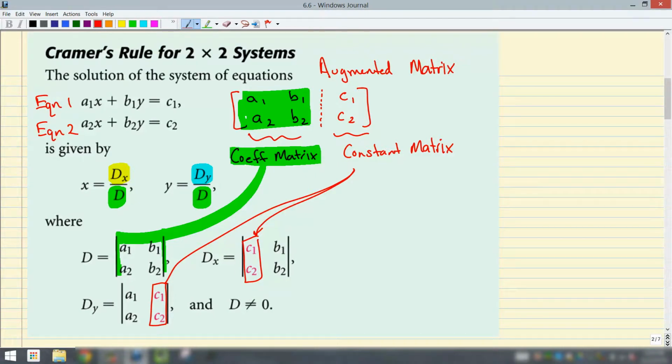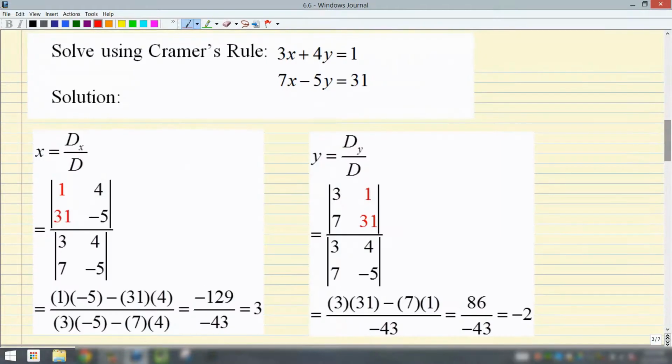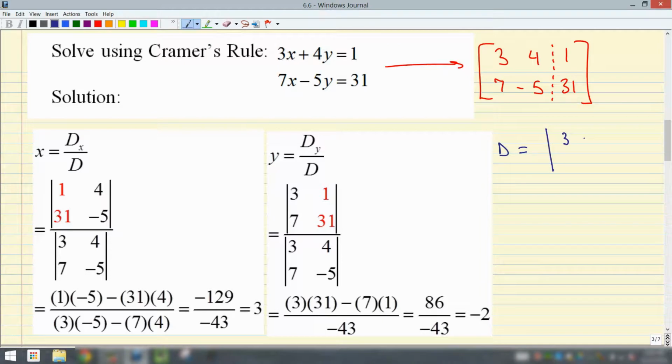All right, so we're going to run through an example. So here we go. We're going to solve these using Cramer's rule. First thing you want to do is take these equations and put them into an augmented matrix. D is equal to 3, 4, 7, negative 5.